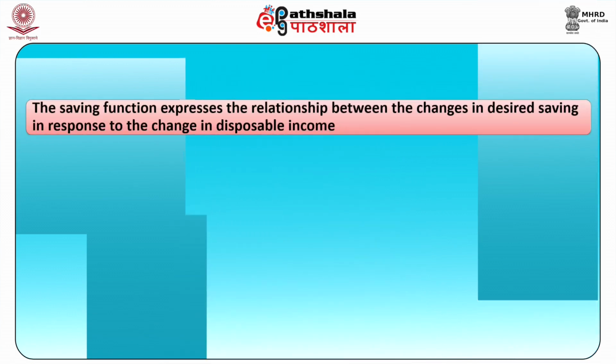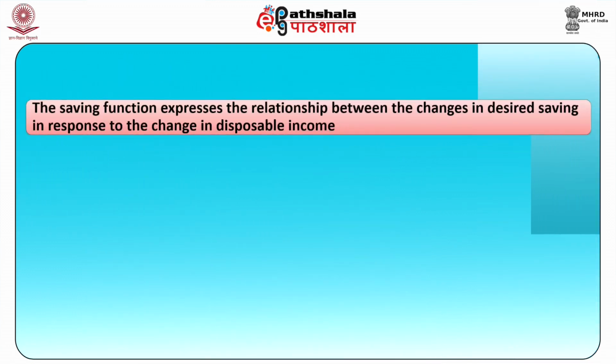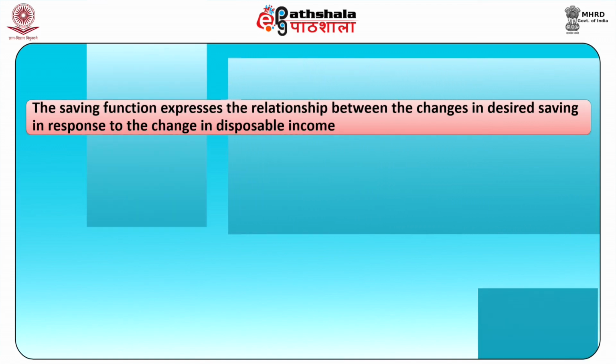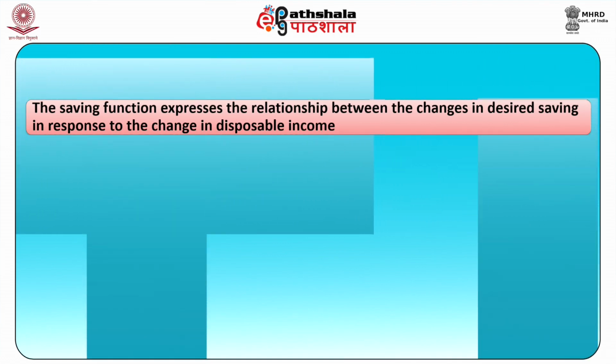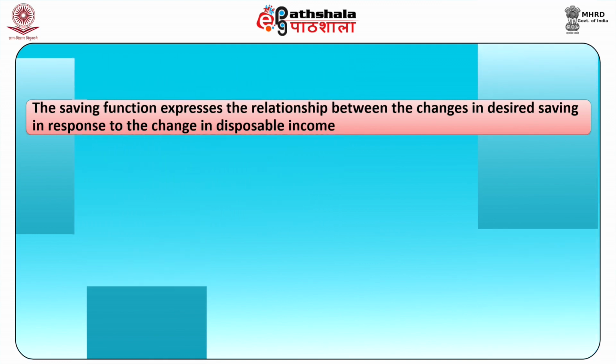Since savings are derived with the help of income and the consumption function, the saving function expresses the relationship between the level of income and the amount of savings in an economy. That is, Y = C + S. If we assume that the economy is a two-sector model without the presence of government and foreign trade, the saving function will express the relationship between the changes in desired saving in response to the change in disposable income.